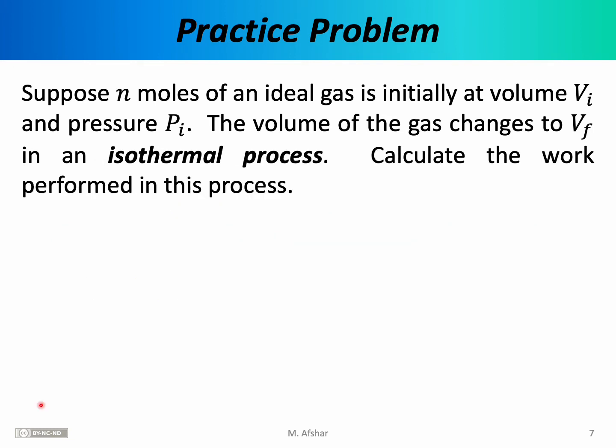So now let's look at an isothermal process. Suppose n moles of an ideal gas is initially at volume V sub I and pressure P sub I. The volume of the gas changes to V sub F in an isothermal process. Calculate the work performed in this process. So here we have a process in which the volume is allowed to change and the pressure can also change, but the temperature of the gas is not allowed to change.